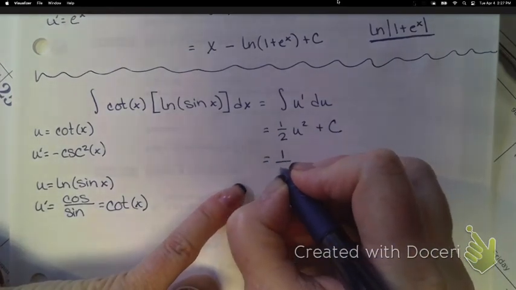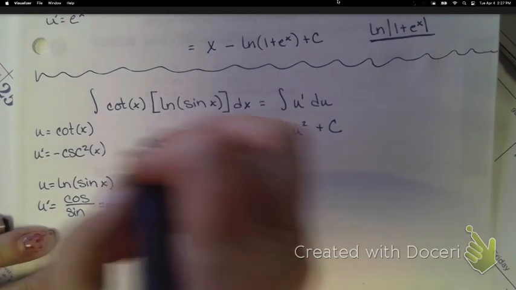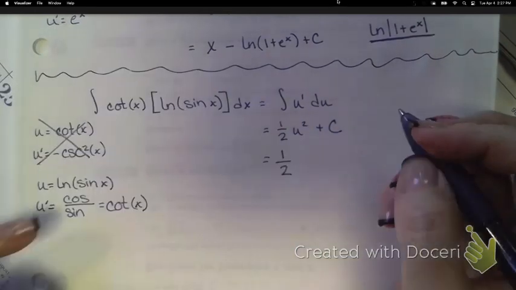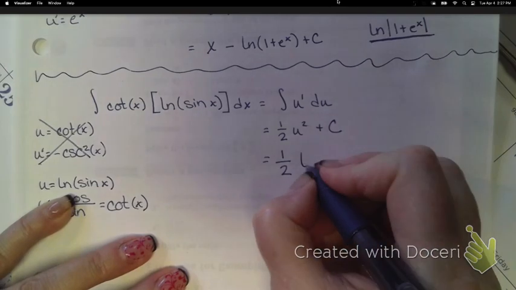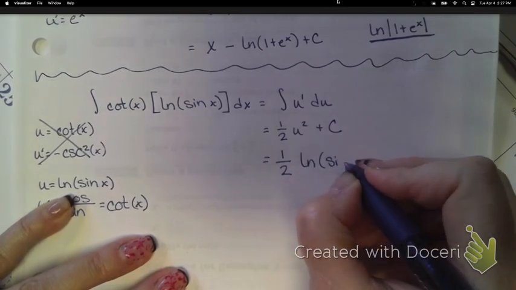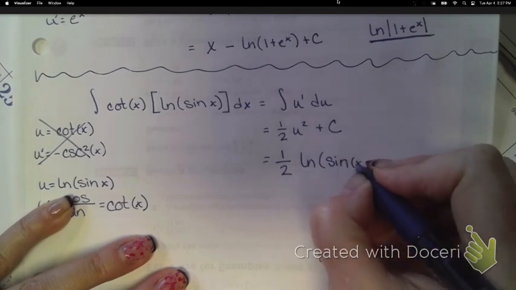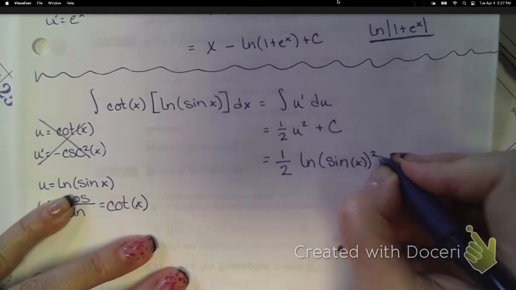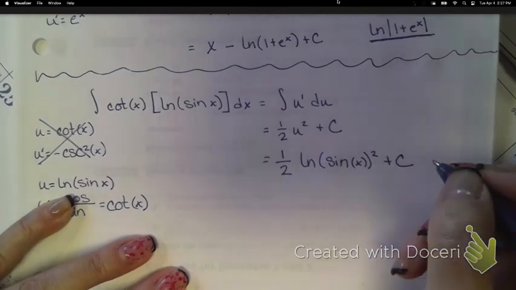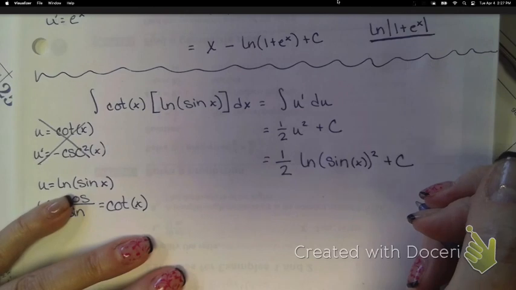Yes, that is correct, Natalie. And what is u? Natural. Okay, so the natural log of the sine of x, squared. I've got to put it there. Sorry, guys. That looks bad. What looks bad? Just in parentheses.